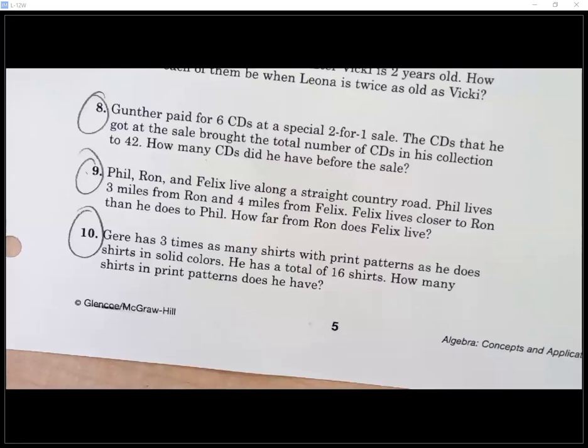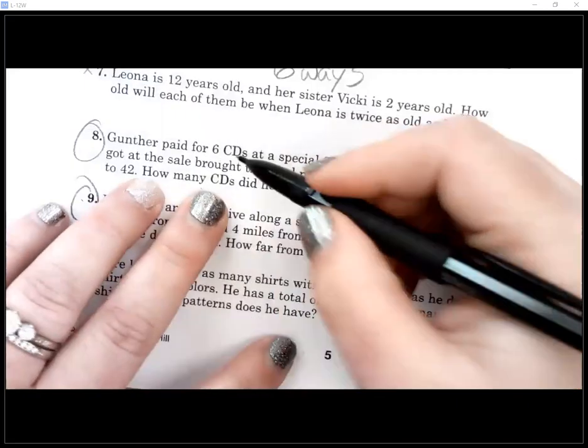So let's go back to the first sentence. It says Gunther paid for 6 CDs. So if he paid for 6 CDs during this sale, how many did he actually get? Connor? He would have gotten 12 because it's a buy one, get one free sale, right? So if he paid for 6, that means he got 12. Now he has 42 altogether after he adds in his 12. So what did he have before this? 30. I agree.